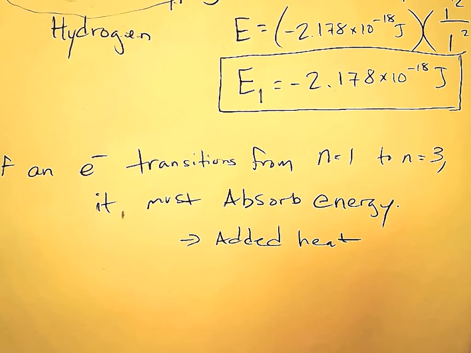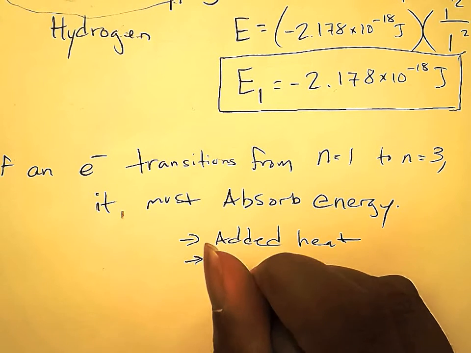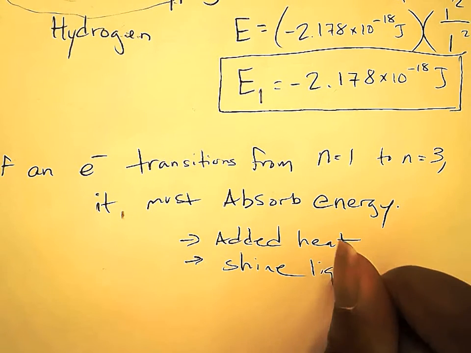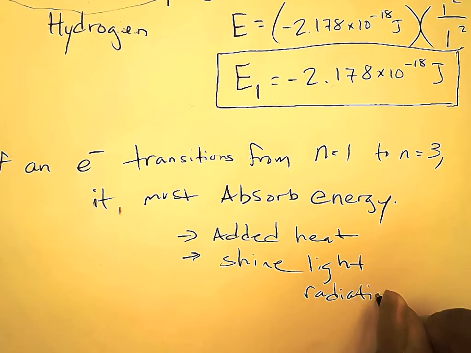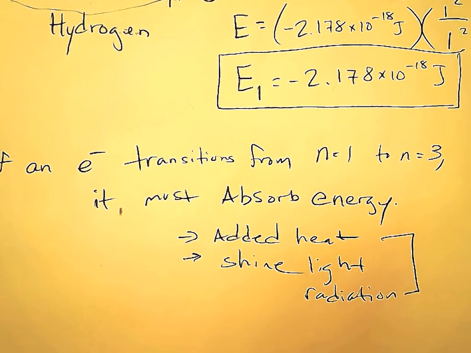From the problems that we've been reading about and discussing, what's another way to give an electron energy besides just putting it in fire? What can we possibly shine on it? Some type of light, and that's where solar energy comes from. Solar panels, that's how they work. You can add heat, you can shine light, or give it some type of radiation. These are all 3 different ways of doing the same thing.